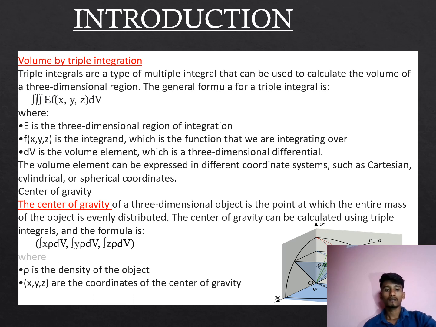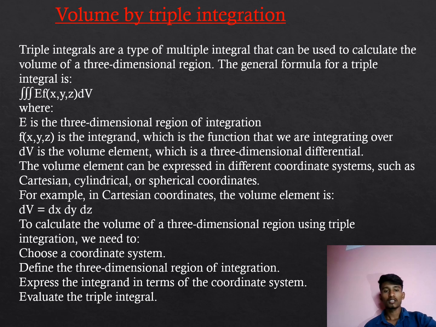Center of gravity. The center of gravity of a three-dimensional object is the point at which the entire mass of the object is evenly distributed. The center of gravity can be calculated using triple integrals, and the formula is integration of x rho dV, integration of y rho dV, integration of z rho dV, where rho is the density of the object and x, y, z are the coordinates of the center of gravity.